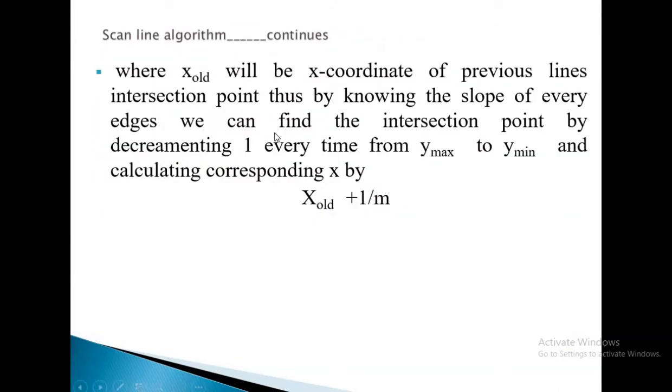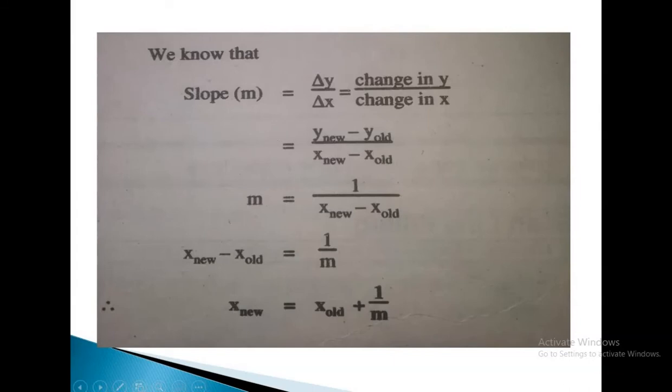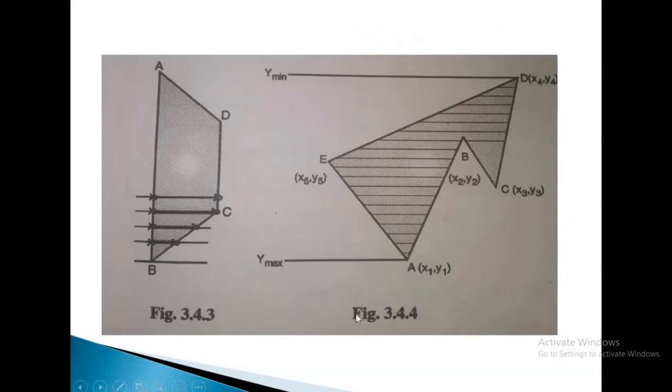And having found the y value, we find the x coordinate by using this equation: x new is equal to x old plus 1 upon m. Here is another diagram.